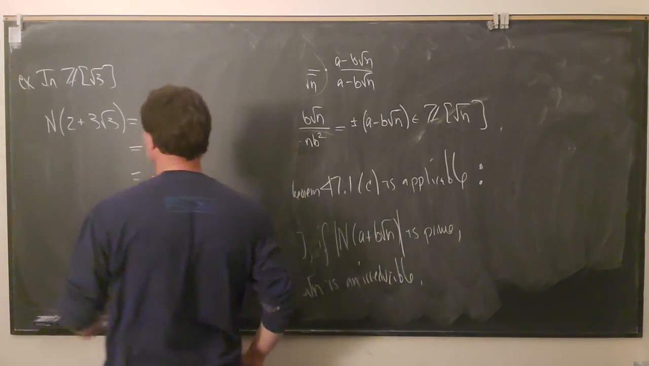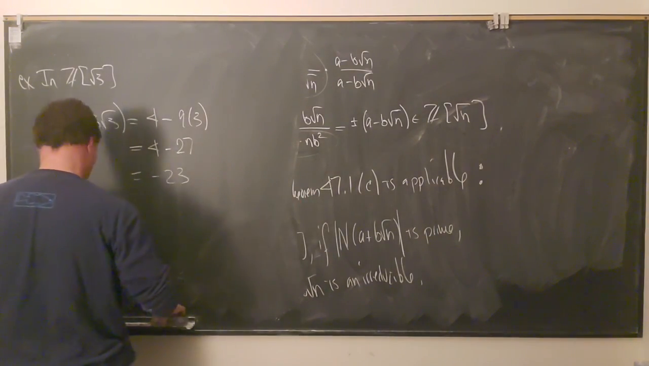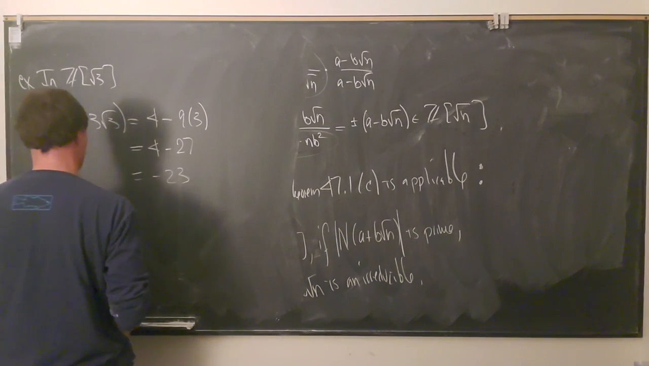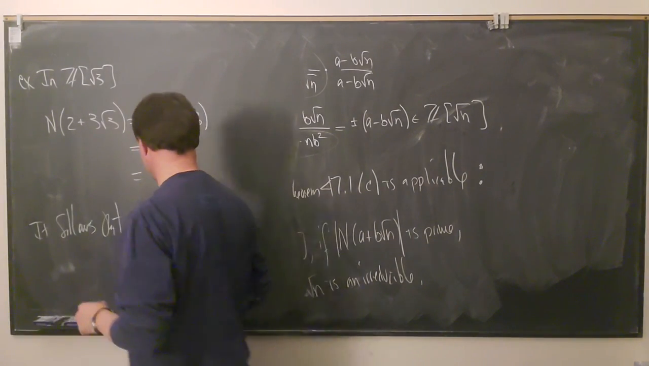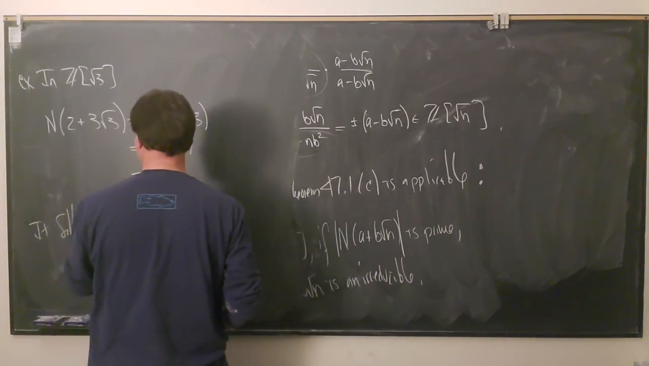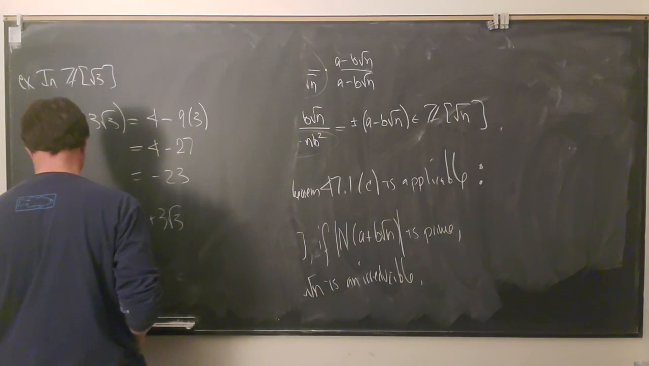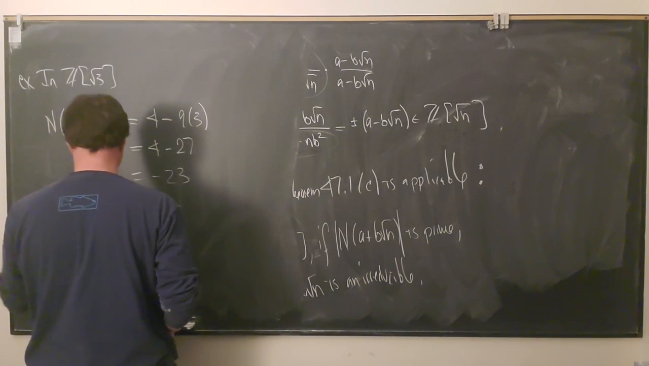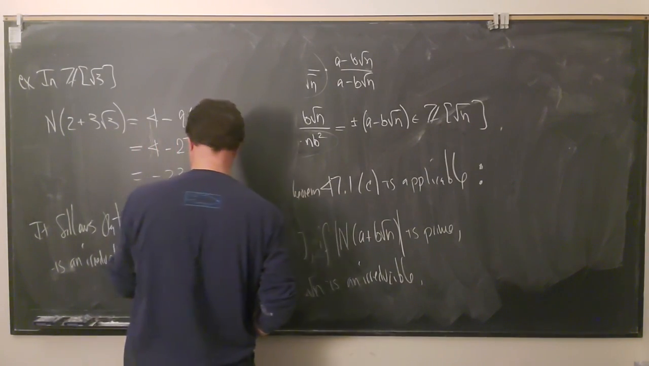So it follows that 2 plus 3 root 3 is an irreducible of Z bracket square root of 3.